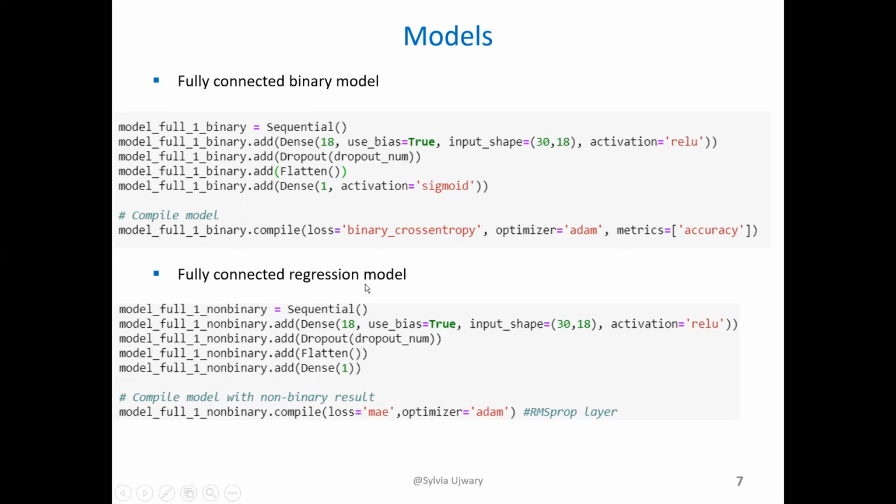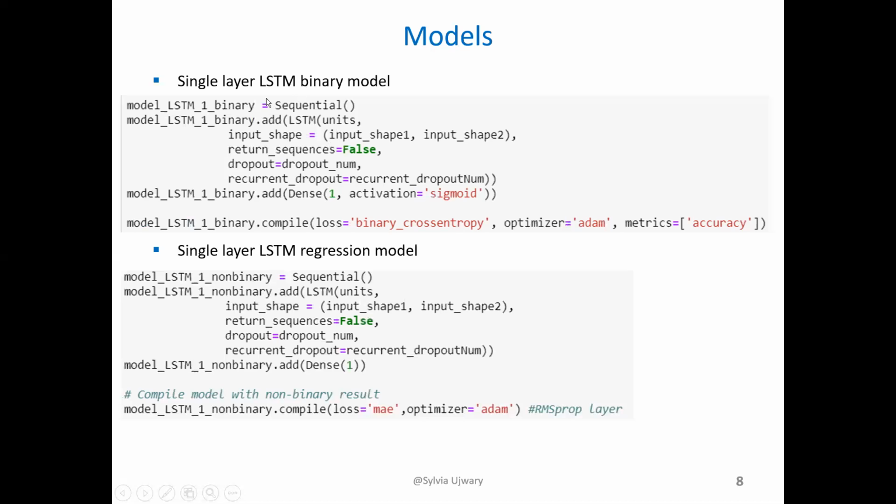For the fully connected regression model, basically everything is the same except what I'm doing with the final layer is the activation is linear, which is the automatic activation if you don't put anything on this line. And then I compile it with an MAE loss function and an Adam optimizer.